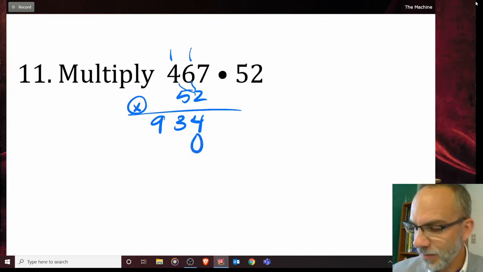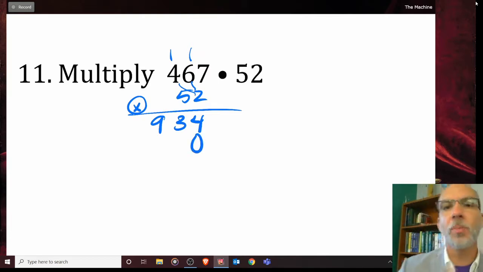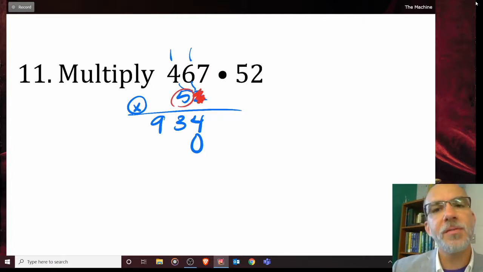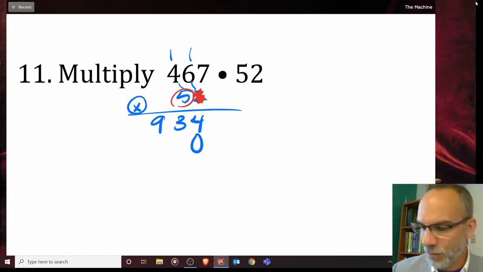You put a 0 right there, right? Why? Don't put an X there, you put a 0 there. Why is that? Because now we're done with the 2, and I'm moving over here to 5. But it's not 5, it's 50. It's 5 tens, and we're multiplying by tens. And so we've got to have that 0 there to hold the place value.